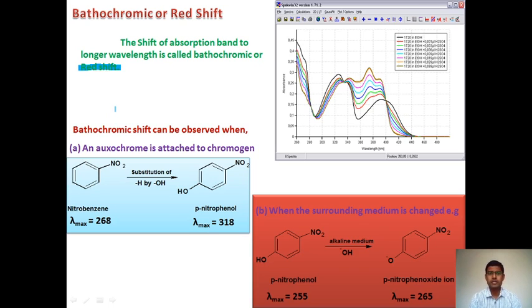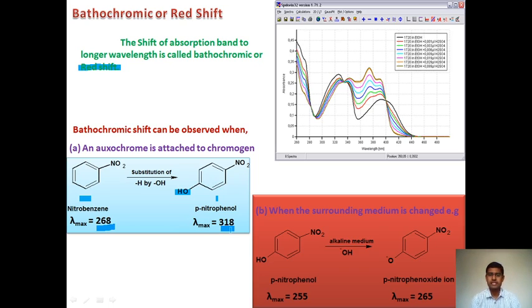Now, how can this bathochromic shift be observed? If you attach an auxochrome to a chromogen, then conjugation will take place and a shift of the absorption band towards longer wavelength will take place. See the example of nitrobenzene and para-nitrophenol. When the auxochrome OH is attached to nitrobenzene, the lambda max gets shifted from 268 nanometer to 318 nanometer. Such a shift from shorter wavelength towards longer wavelength is called bathochromic shift.